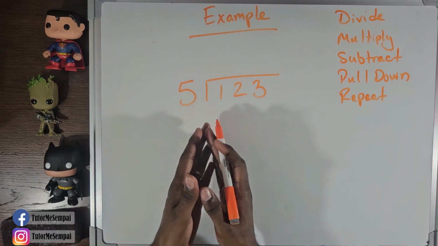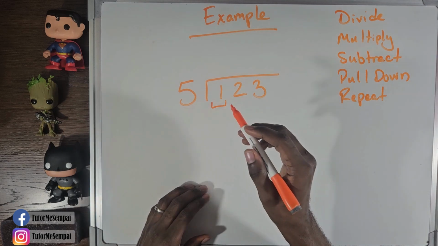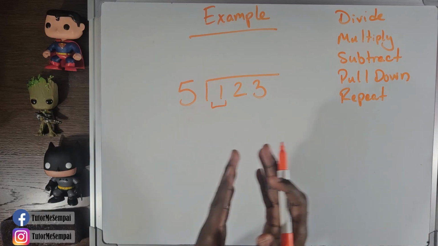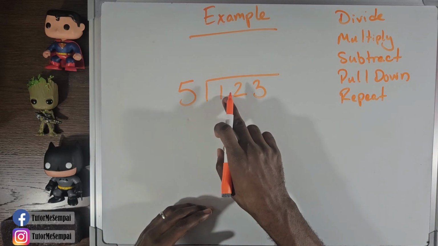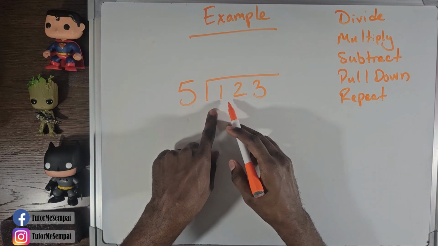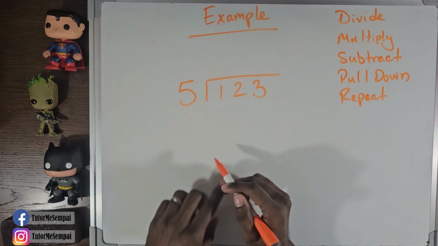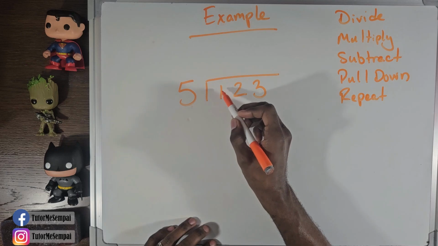But I don't mean divide all of this. What I mean is we're going to divide our first number. We're going to tackle each section at a time, and we're going to kind of move across. And you'll see what I mean by that. But our first one, we're going to focus on just the first digit. So out of 123, we're looking at 1. 5 going into 1. So dividing 1 by this 5.